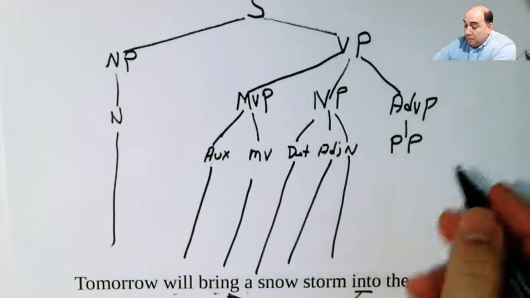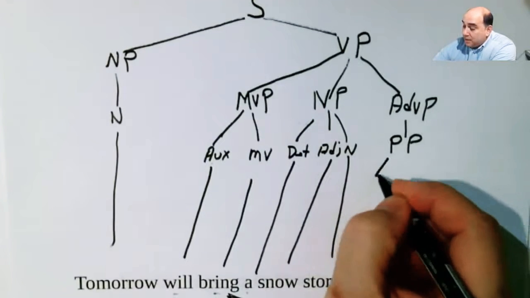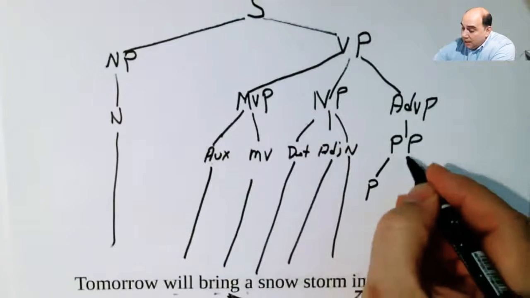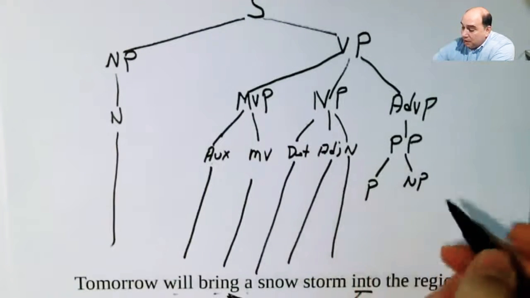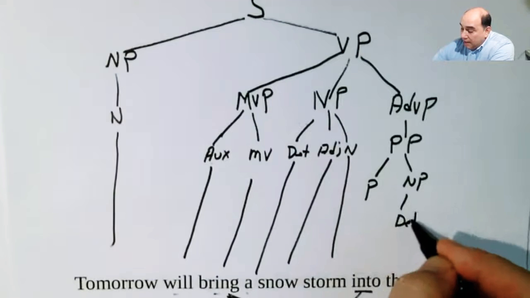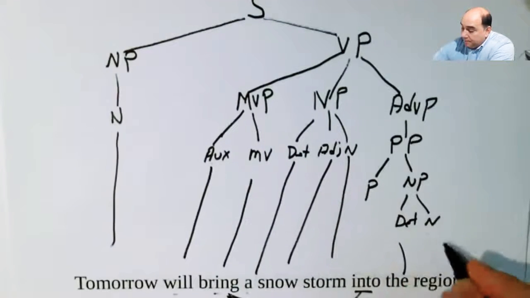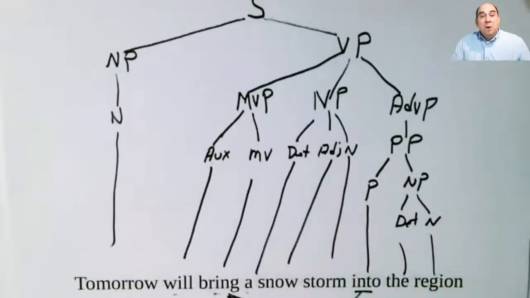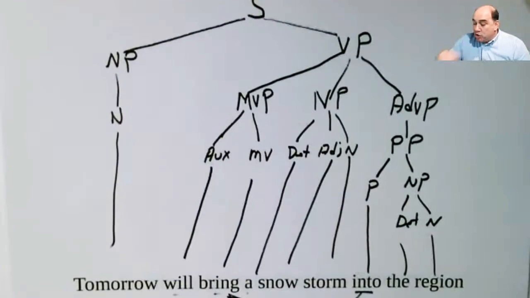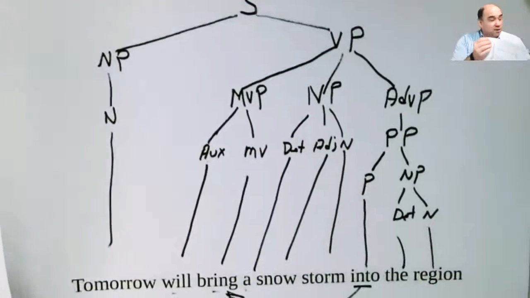Of course, we have a prepositional phrase. That's always broken down the same way: a preposition and a noun phrase. The noun phrase is broken down into a determiner and a noun. And there we go again. That one was done fairly well, right? Okay, let's go on to the next one. See if we can get this one done too.